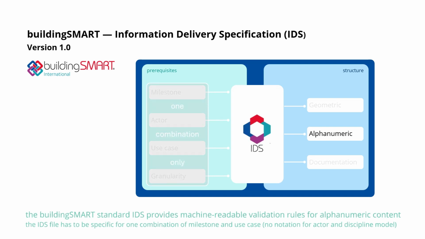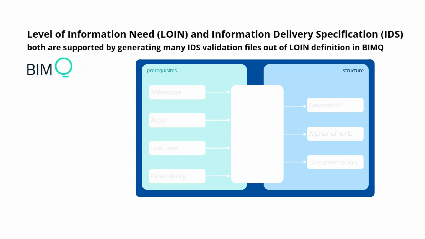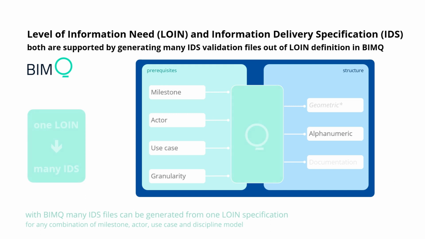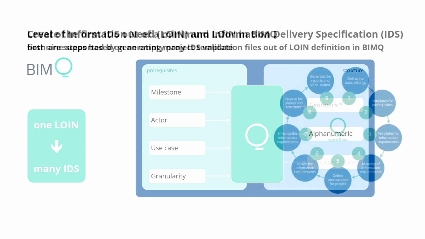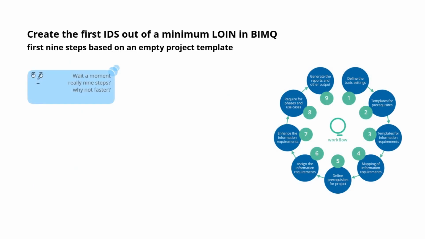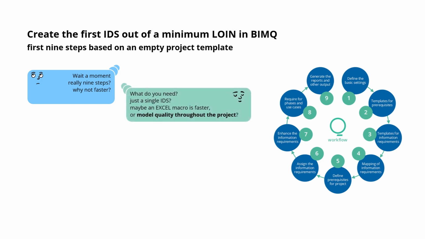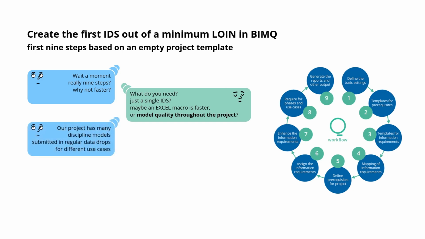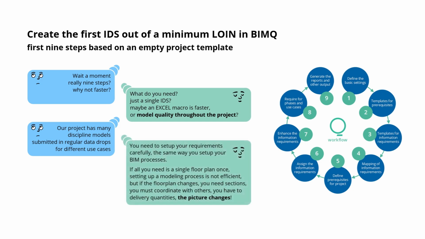Smart specification for the information delivery specification, IDS, that allows you to create rules for a single combination of milestone, actor, use case, and discipline models. But since in a real project you will have many of these combinations, we also demonstrate how BIMQ overcomes this and allows you to create many IDS from one LOIN. This little conversation shows maybe some concerns and their answers, and why it needs a bit more complexity in the beginning in order to have then the flexibility later on.